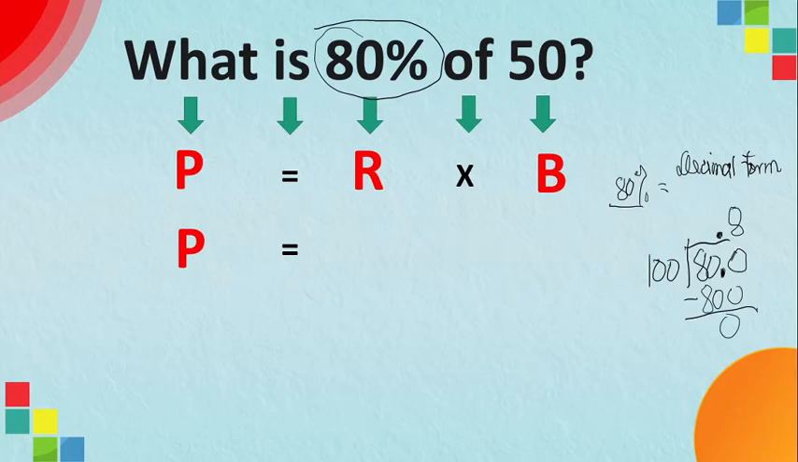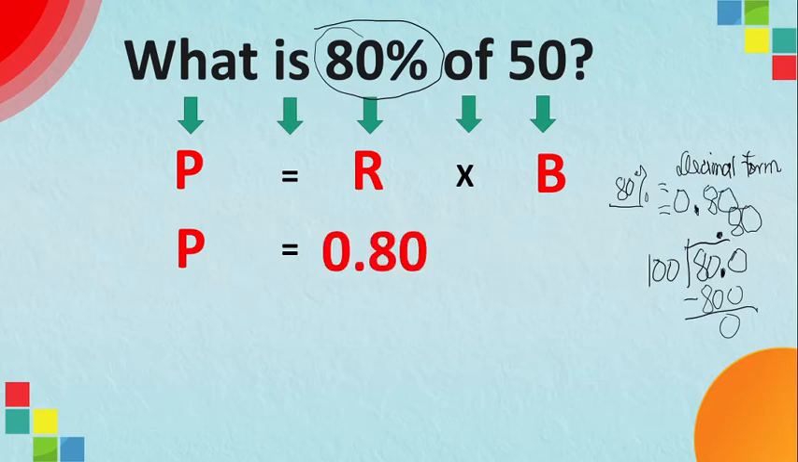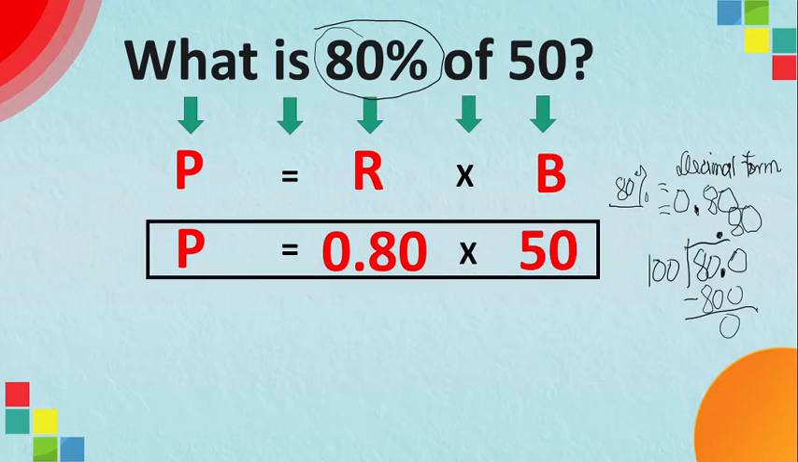Since percent is always in hundredths form, all we have to do is add 0 to the right to make it 80 hundredths. So we can derive now that 80% written in decimal form is 0.80, or 80 hundredths. So the rate will be 80 hundredths, times the value of B, which is 50. The equation form is P is equal to 80 hundredths times 50.